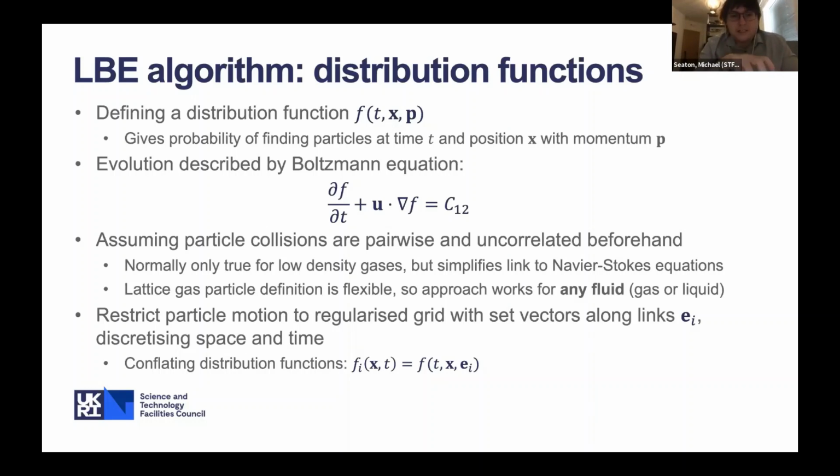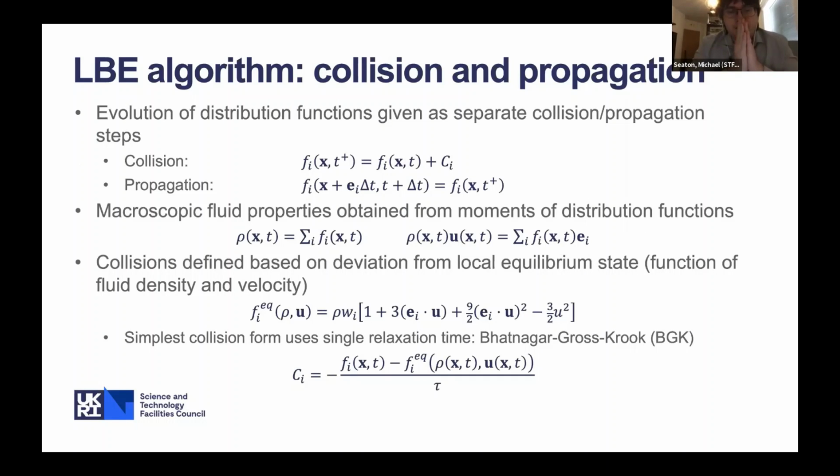And obviously, we're restricting our particle motion to a regular or regularized grid where we're defining links between the different points. So we have a series of links with the subscript i here, and we can say we have a distribution function for each given link, given the position and time. And the evolution of those distribution functions can be given as separated collision and propagation steps.